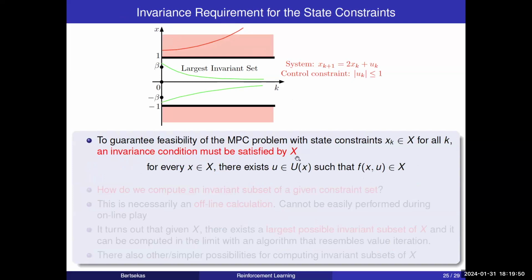So this is the definition. To guarantee feasibility of the MPC problem with state constraints, capital X must satisfy an invariant condition. For every X within this constraint set, there must exist a U such that the next state can stay within X. Then you're guaranteed that there is a policy that will keep the state feasible within the region.